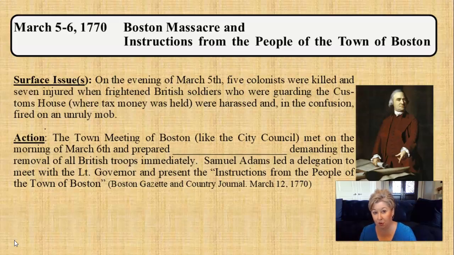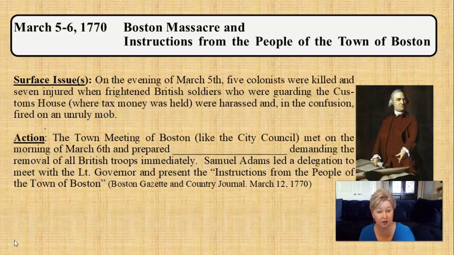And then, as I've mentioned before, there are increasing numbers of British troops who are occupying the city. It gets to a point where I think we said 1 in 6 people in the town of Boston is a British soldier that's being quartered in private properties all around the town. So you can imagine, tensions are very high.